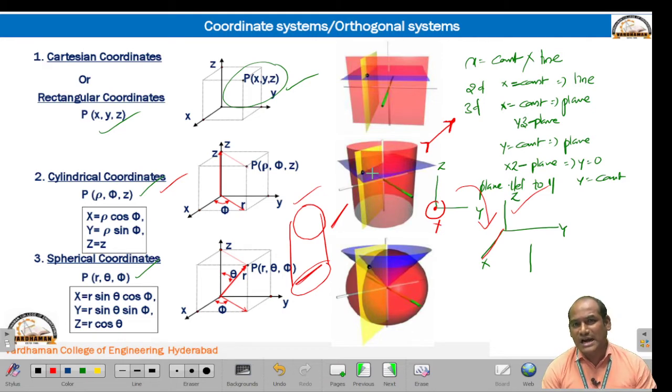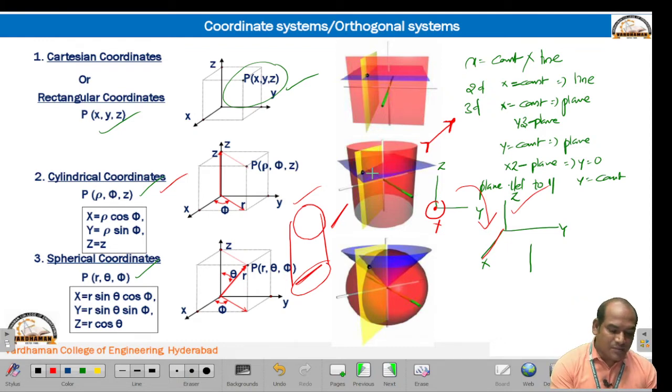Phi is equal to constant means, as we have taken previously, that is a line, angle measured from the positive x axis in anti-clockwise direction, that is the definition of the phi in case of 2D only. But in case of 3D, phi is equal to constant means rho should change from 0 to infinity and z should change from minus infinity to plus infinity. So, this is representing a sheet.